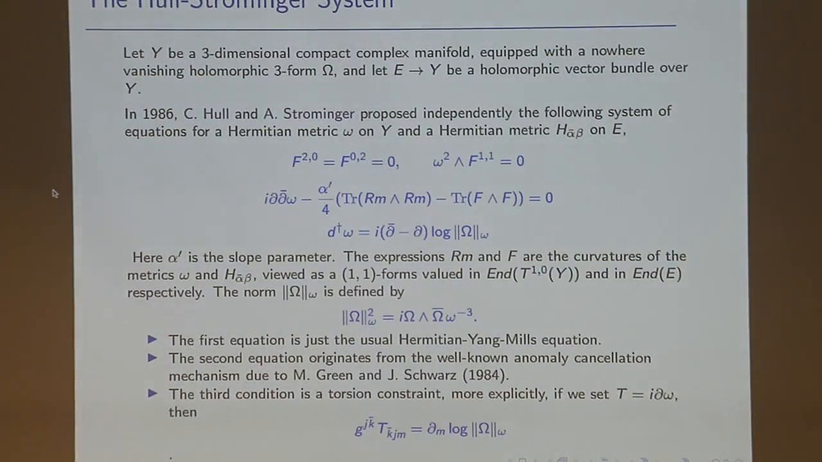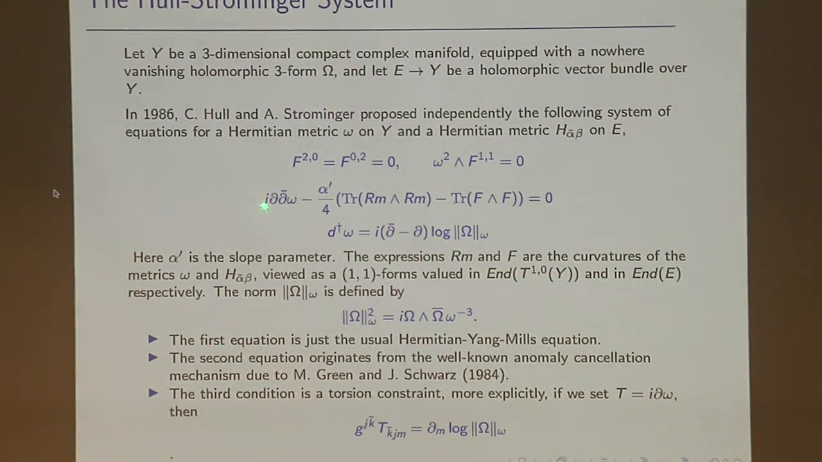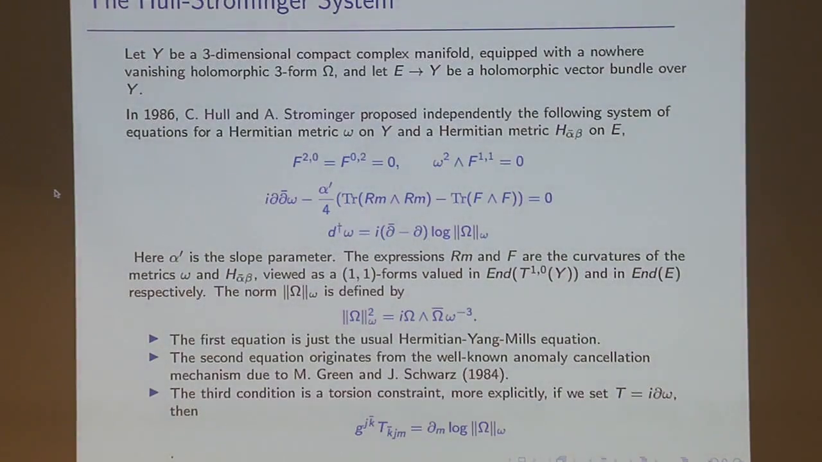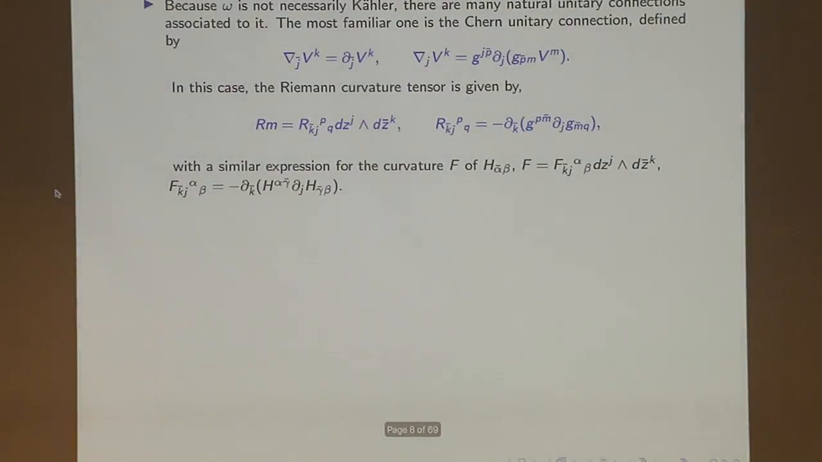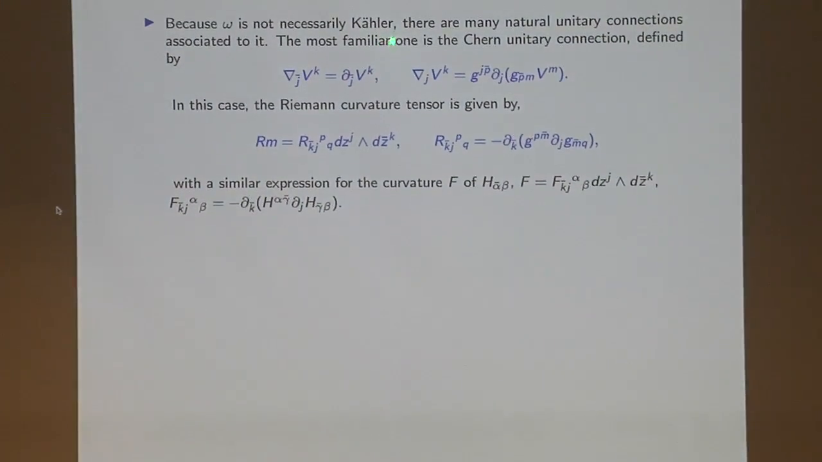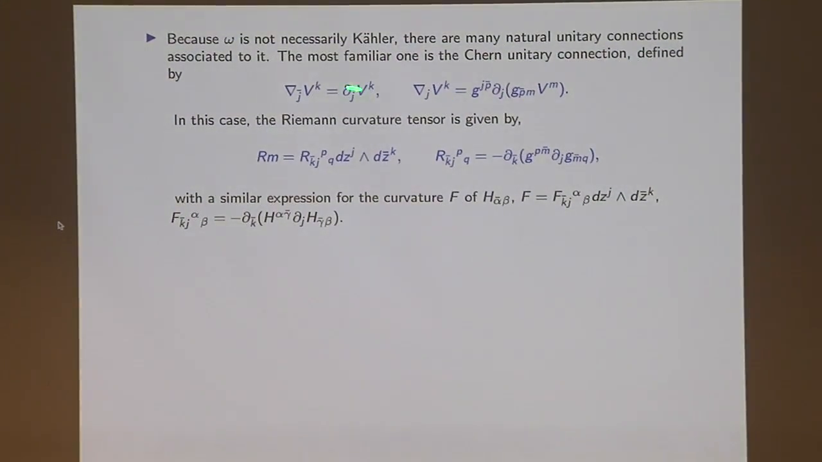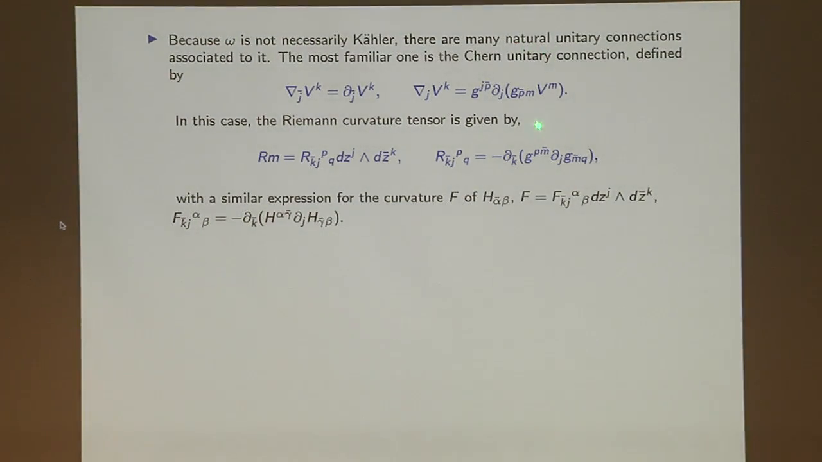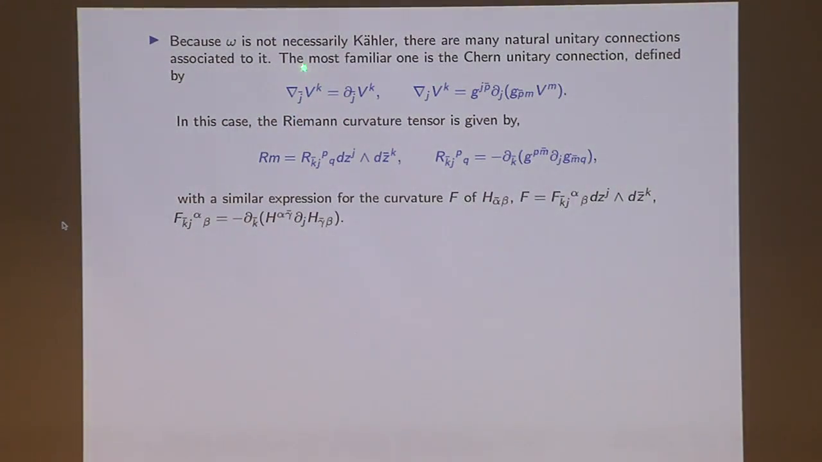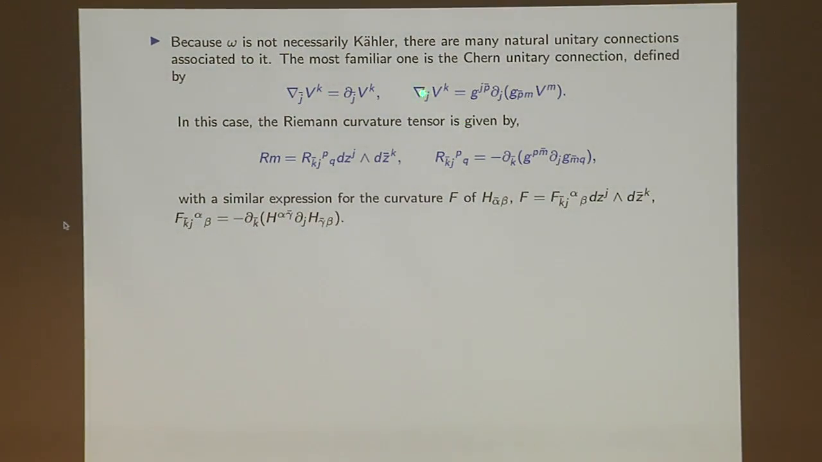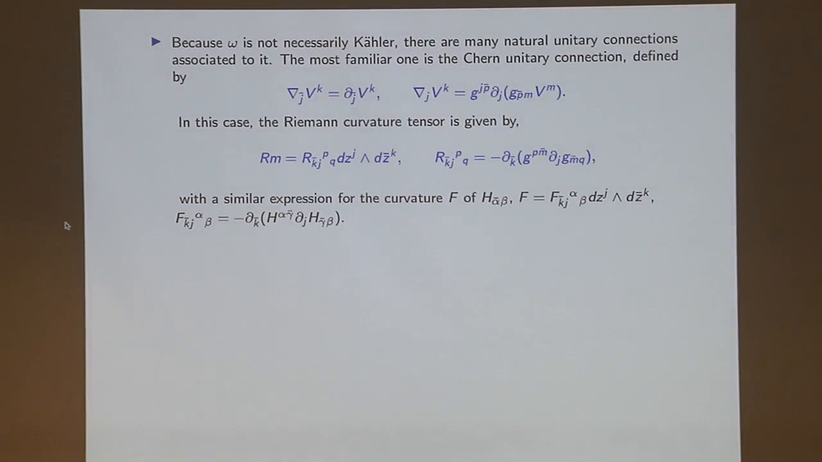Now, one feature in this is that, as you see here, we are writing dd bar of omega. So that means that we are not necessarily considering a Kähler form. So because omega is not necessarily Kähler, there are many unitary connections associated with it. The most familiar one is the Chern unitary connection, which is characterized by the fact that it's unitary, and the derivative along the bar direction is just the standard d bar. So the moment you have this, the other component is dictated by unitarity.